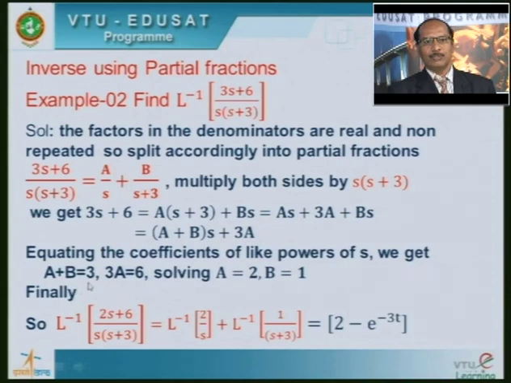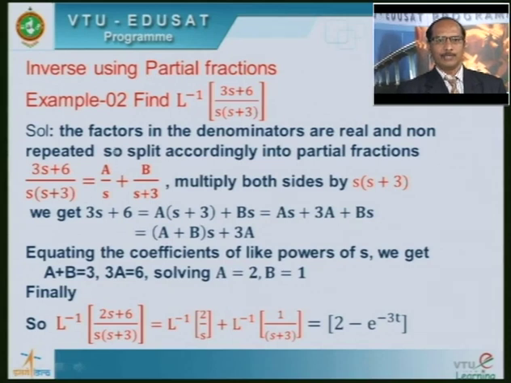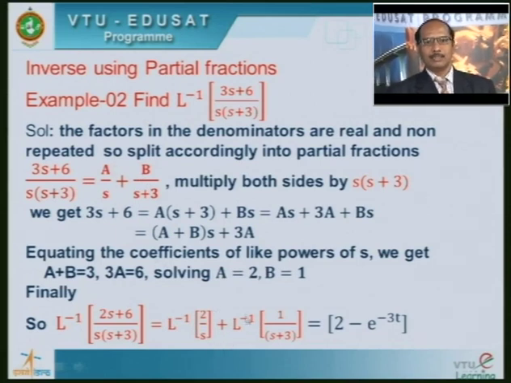So, B is equal to 3 minus 2, it is 1. So, the values calculated are A is equal to 2 and B is equal to 1. Now, substituting back in the equation here, that is equal to L inverse of A divided by S, A means 2 here, 2 divided by S, plus L inverse of B, B is 1, so 1 divided by S plus 3.